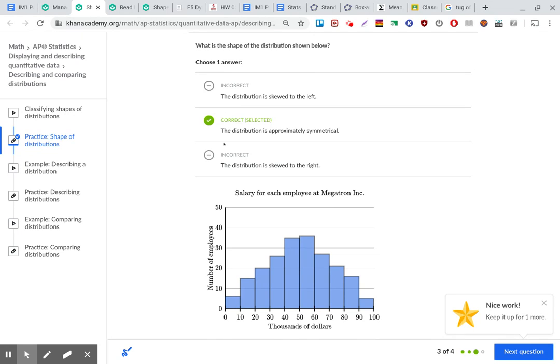Okay, remember, symmetry is about how far the data is from the middle number. Whichever side is furthest from the middle, that's where the skewing will happen.